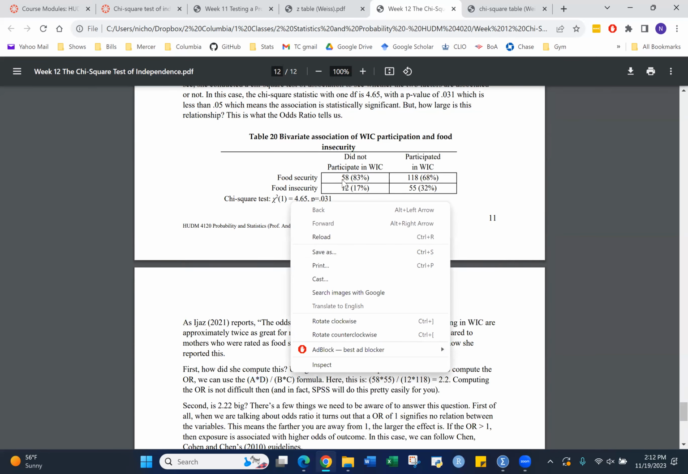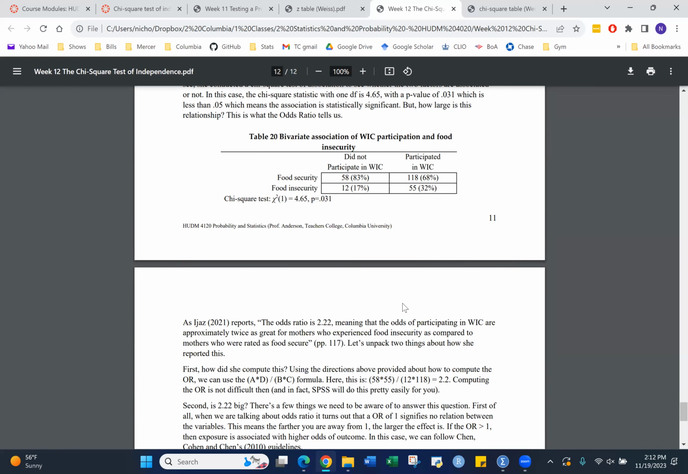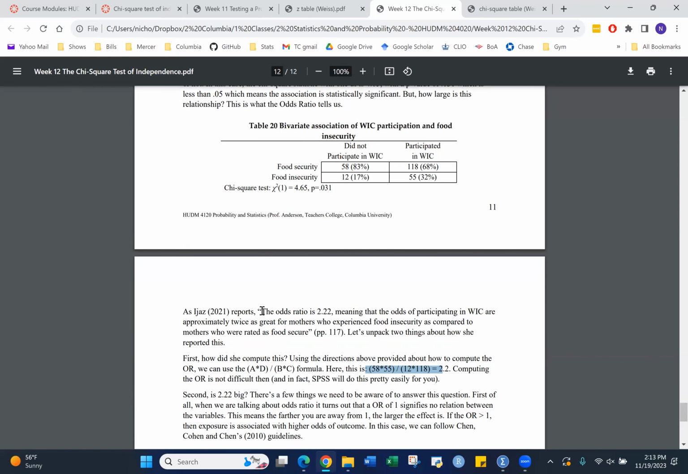And so all we're doing is applying that formula. A is 58, D is 55, B is 118, and C is 12. So you put that all together and you get 2.2. And I've actually put here a quote from her dissertation where she reports the odds ratio. The odds ratio is 2.22, meaning that the odds of participating in WIC are approximately twice as great for mothers who experience food insecurity as compared to mothers who are rated as food secure.